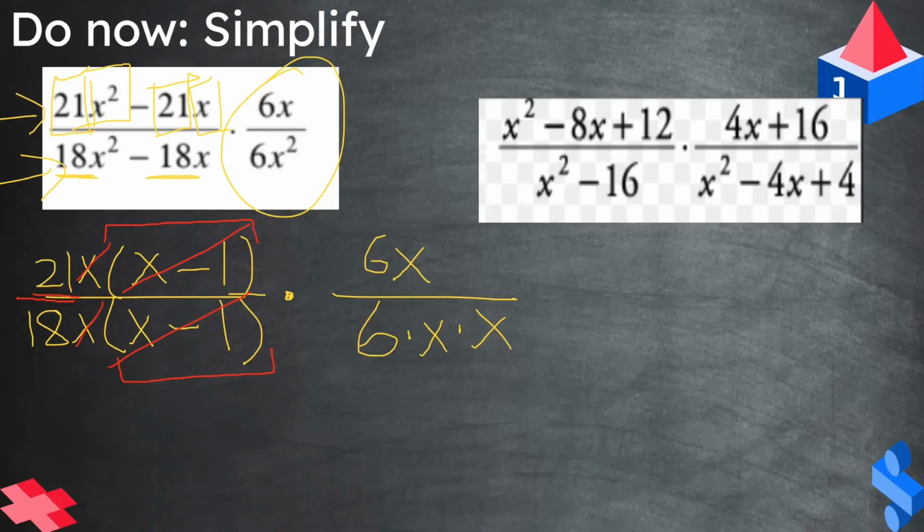Now look, if we go to this one in here, I see x at the top, x at the bottom, they're like terms, boom, boom, cancel out, right? I see 6 at the top, 6 at the bottom, like terms, boom, boom, cancel out, okay?